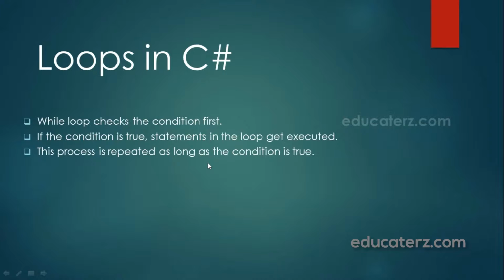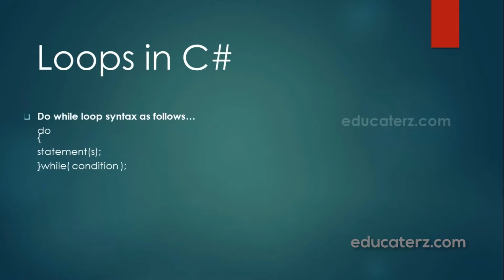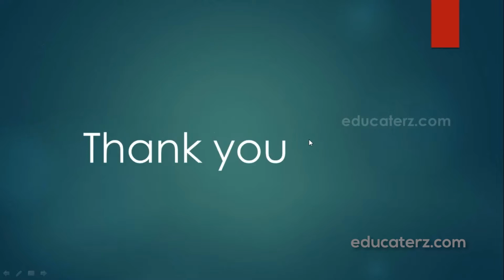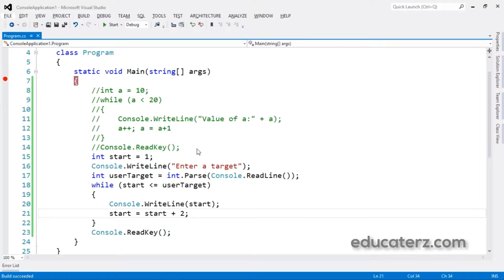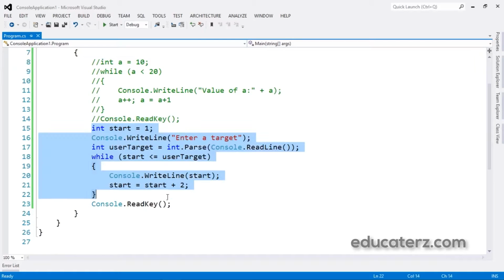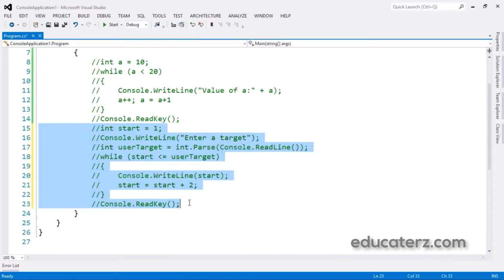As we have understood the while loop, let us understand the do while also. What is the do while loop syntax? It will have do, then the statements, and at the end, while, then the condition. A do while loop checks its condition at the end of the loop. This means that the do while loop is guaranteed to execute at least once. Let us see that practically. From this, comment it.